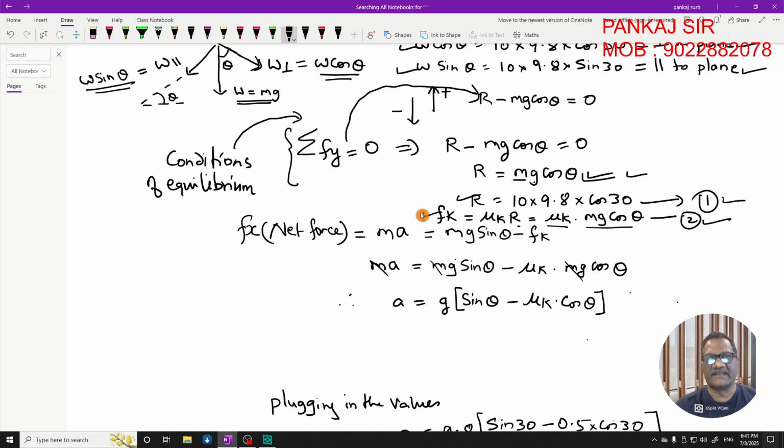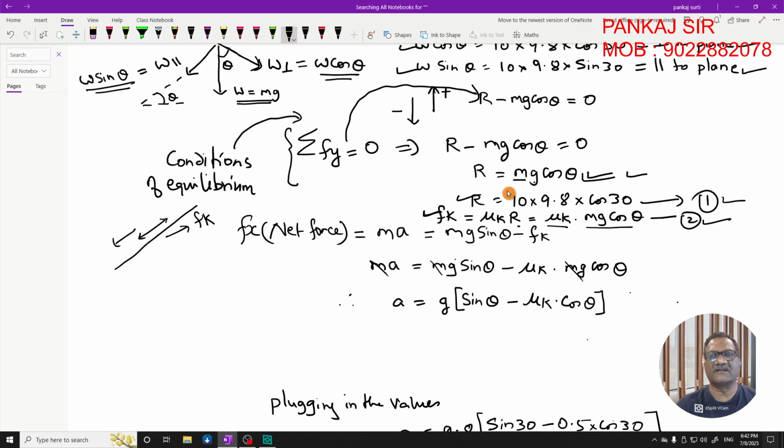Okay, so I get Fk also in terms of mu k times mg cos theta. This is from the vertical forces that I got. Now come to the horizontal forces, or you can say the parallel to the plane. Now this was the inclined plane. So parallel to the inclined plane, what all forces do you have? In this direction you have Fk, and in this direction you have the parallel component of the weight.